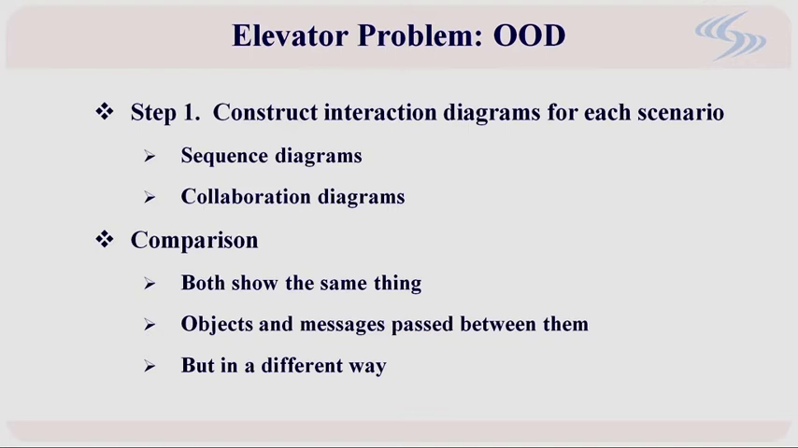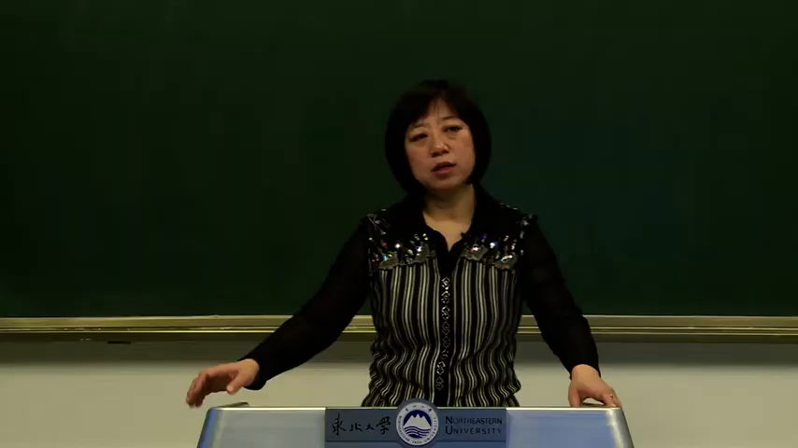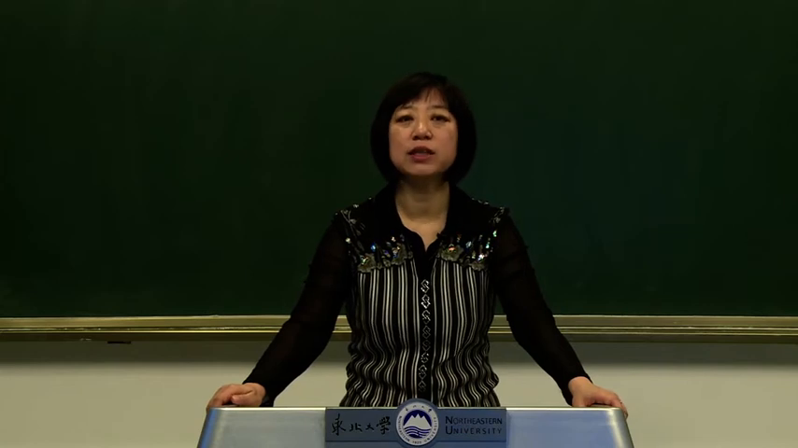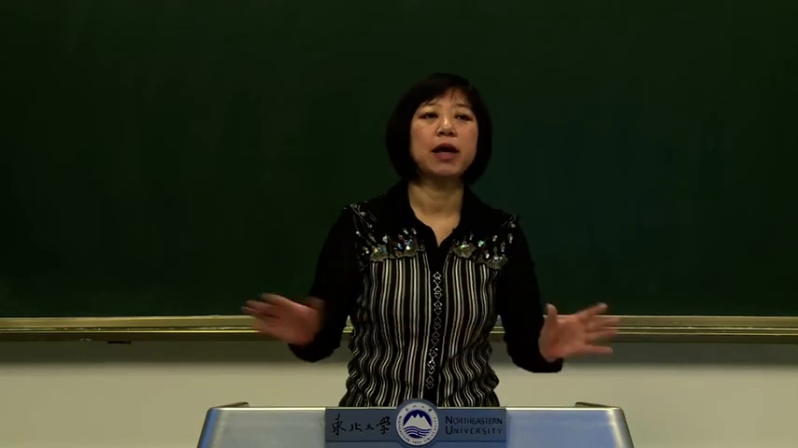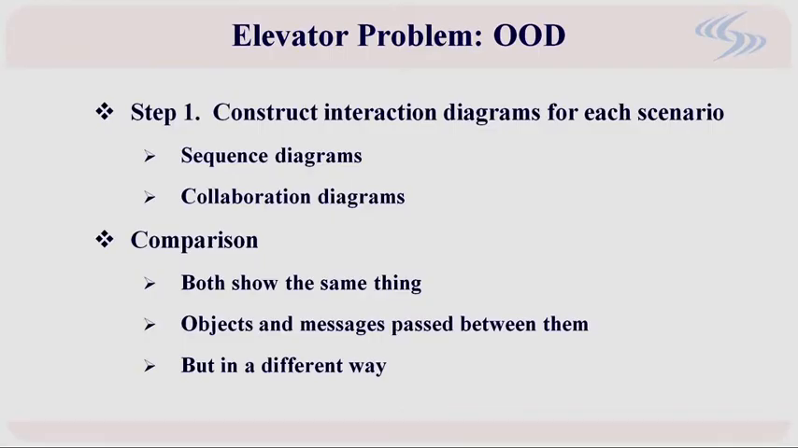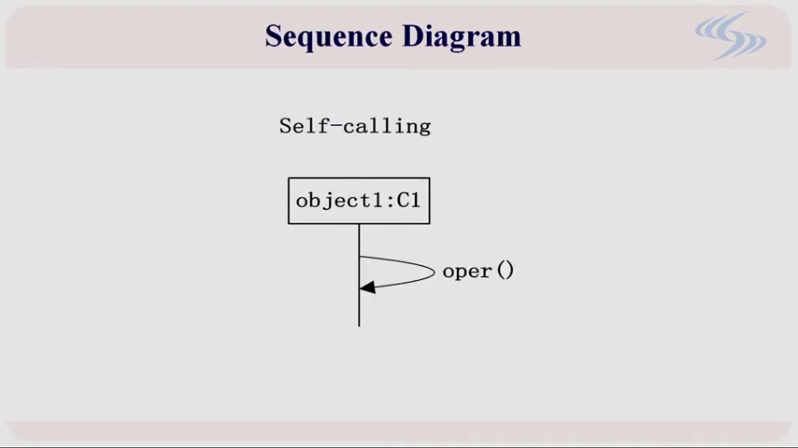Okay, so let's learn step 1 in more detail. To construct interactive diagrams for each scenario. Interactive diagrams include sequence diagrams and collaboration diagrams. Surely both the diagrams are interactive diagrams. Basically, they are trying to show the same thing: objects and messages passed between them. But surely, things are shown in different ways in these 2 diagrams. Students are required to learn and master sequence diagrams. So let's learn the grammar for sequence diagram.